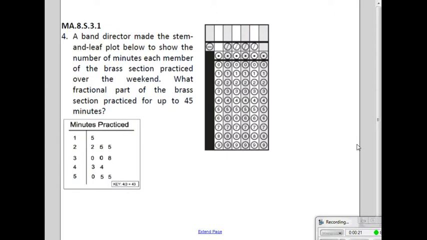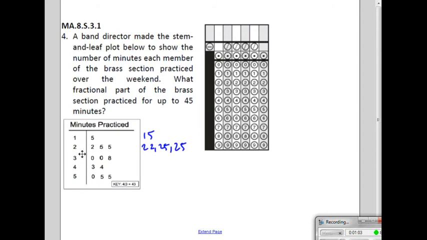Now, the stem and leaf plot is basically a way to organize data. The way this will work is the first number here represents some number that is not the ones place. In this case, this would be the tens place. So when you look for minutes practiced, this row is 15. This row would represent 2 in the tens place, so 20, so 22, 25, and 25.